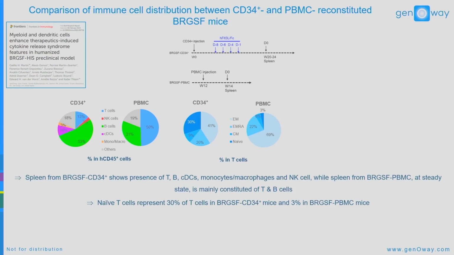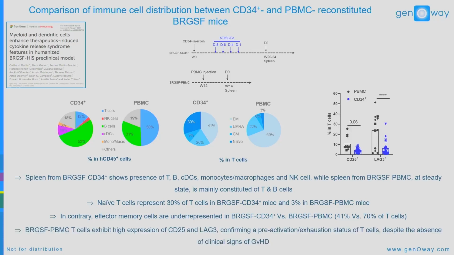This was done two weeks post-PBMC injection, two weeks only. At this time, you have no clinical sign of GVHD in PBMC reconstituted mice. Looking into this activation status, this is what we found. In CD34 positive cells, naive cells represent 30% of the T cells, whereas in PBMCs, they represent only 3%. Looking now into the effector memory cells, they represent 41% here versus 70% here. So we have much more activated cells in the PBMC model.